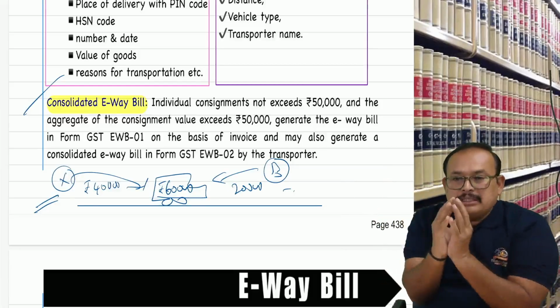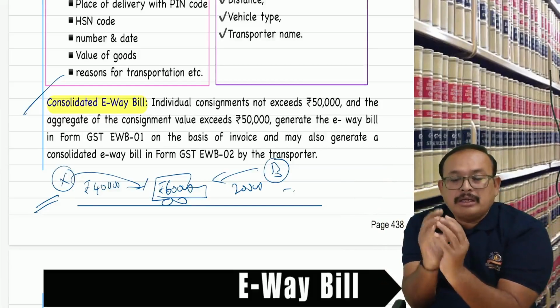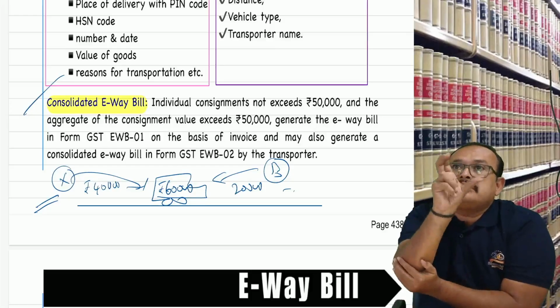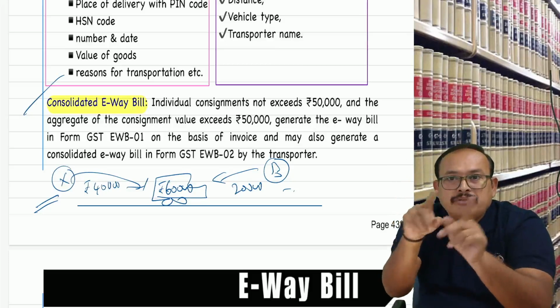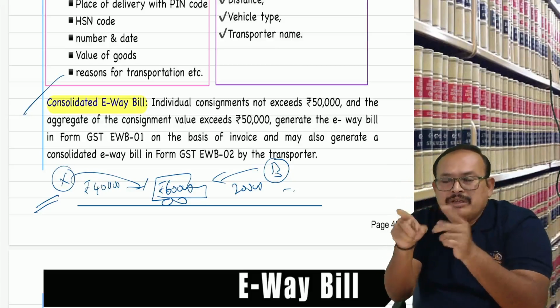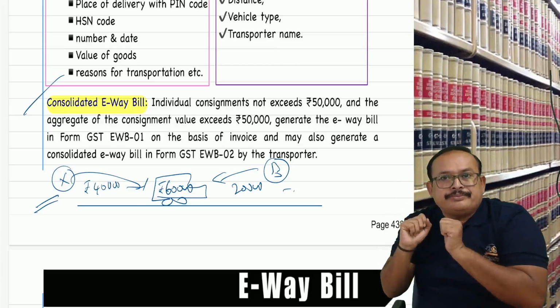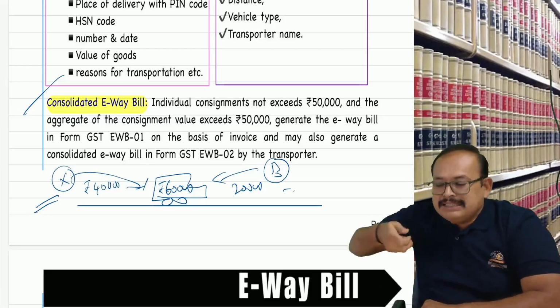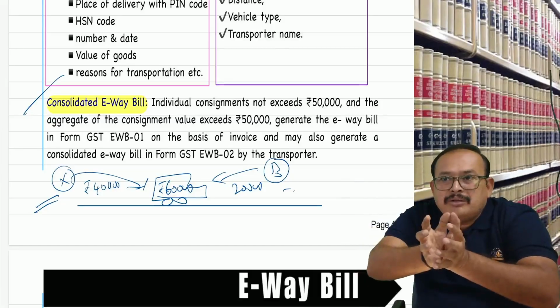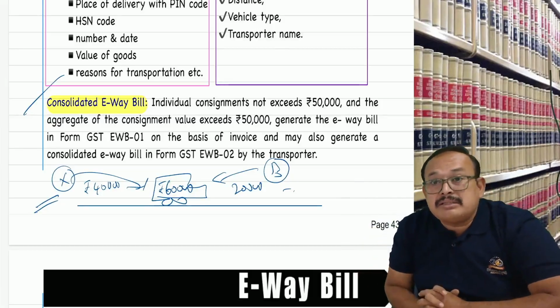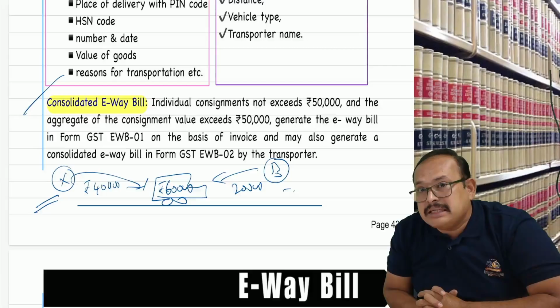These two are put into one particular folder. The folder name is called consolidated e-waybill. If you open the folder, inside are EWB01 for X goods and EWB01 for B goods. Think of it as a briefcase to carry the bunch of e-waybills in one folder. We call it a consolidated e-waybill. Is that clear?